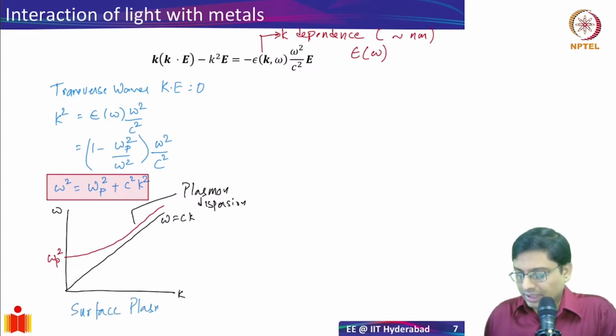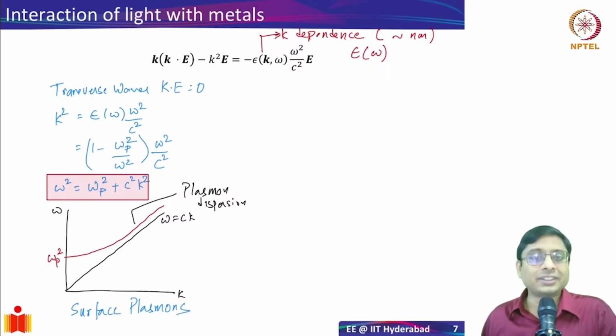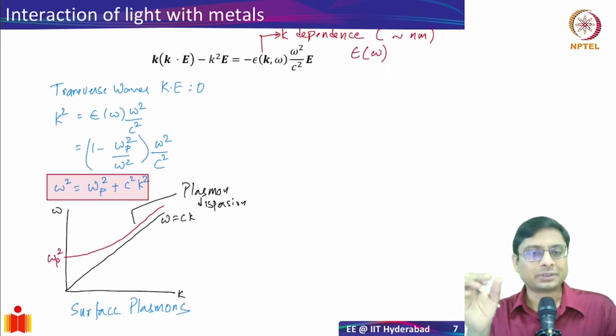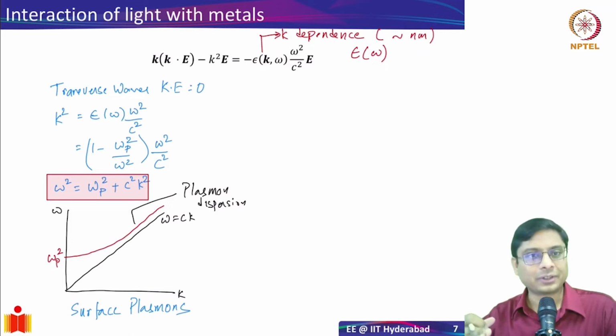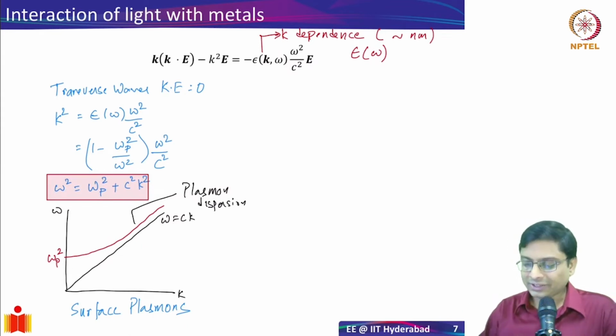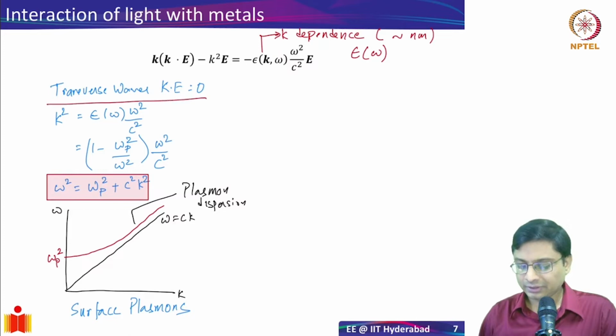Again, there are many subcategories in this. When it's interacting with a nanoparticle, we call it localized surface plasmon. When you have interaction of light with the interface of metal and dielectric, the wave propagates, so we call it surface plasmon polariton, and so on. These are the different terms that we see in the literature. Okay, this is for the transverse waves.